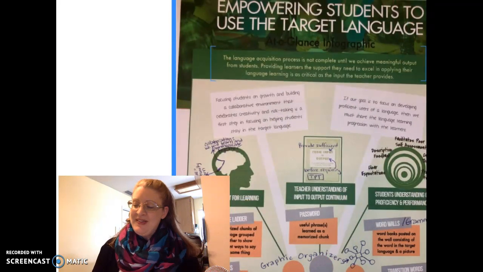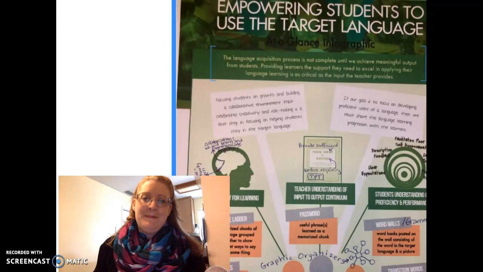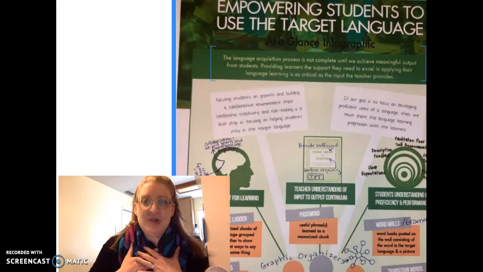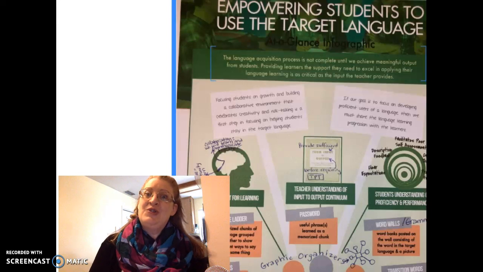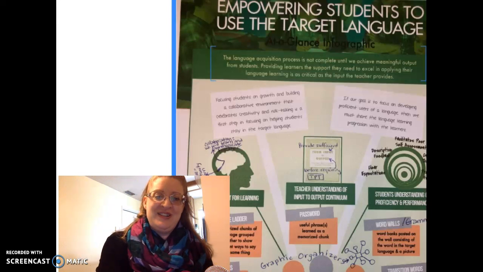So I hope that this helps us all be thoughtful about not just our target language use, but our students' target language use and how to foster that.